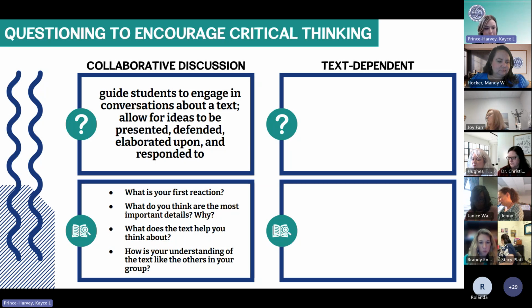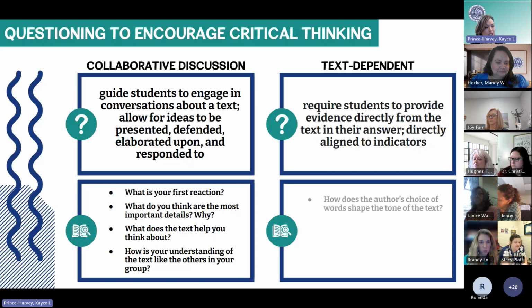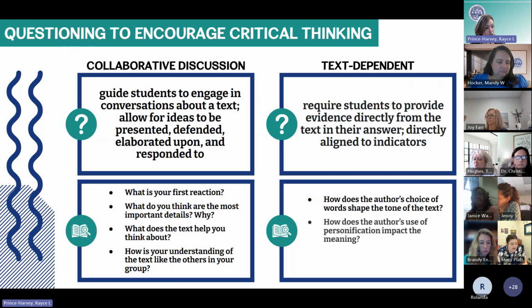We might call them indicator adjacent. But then we also have our text-dependent questions, which are going to require students to provide evidence directly from the text in their answers, and the language of those TDQs is going to be directly aligned to indicators. So that's going to be your indicator language. How does the author's choice of words shape the tone of the text? How does the author's use of personification impact the meaning? How does the setting impact the conflict?